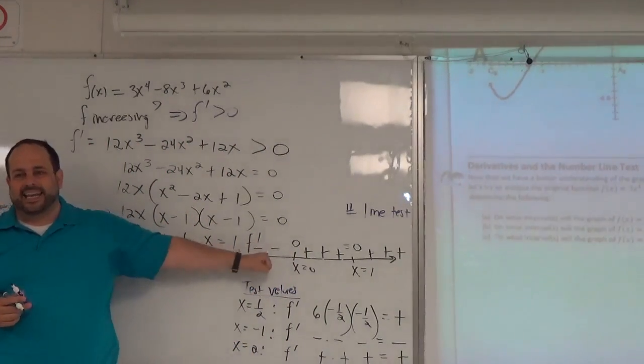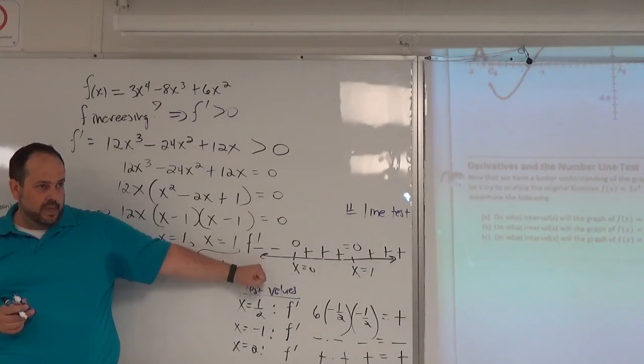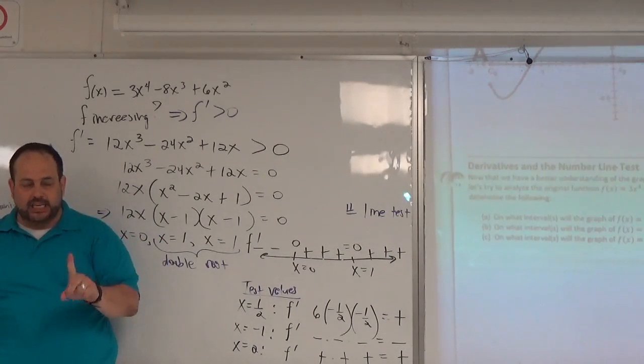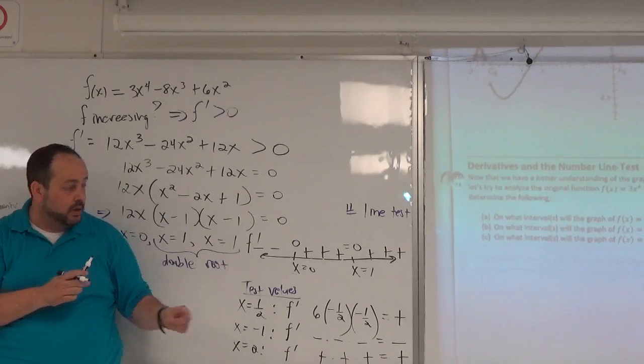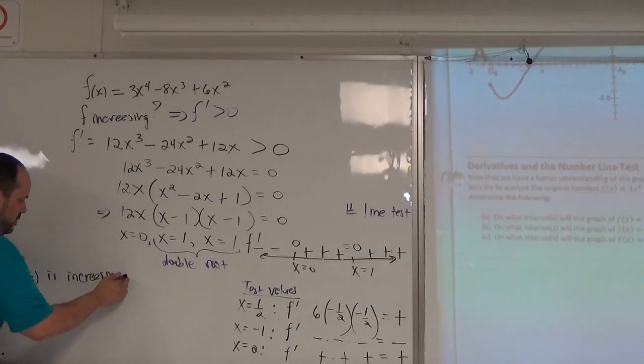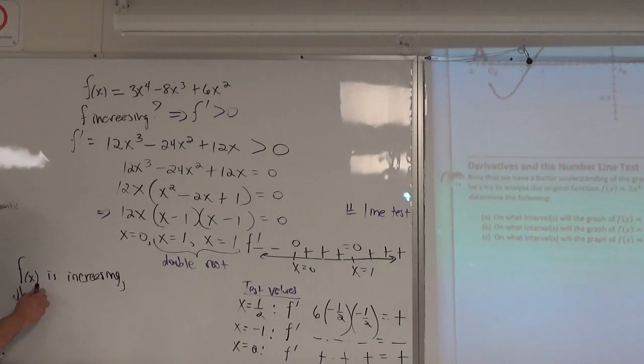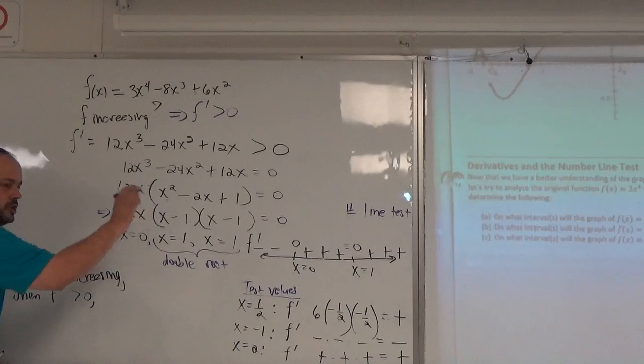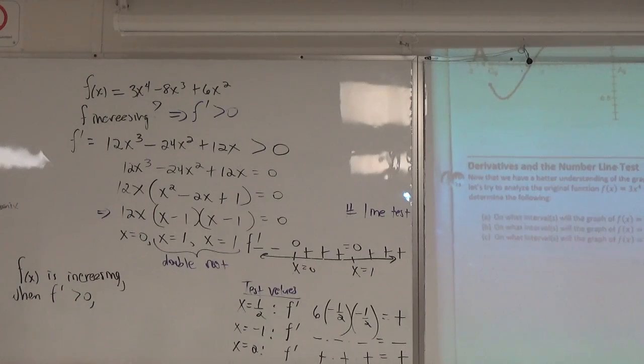The number line is not your final answer. The number line is part of how you get to the answer. Right? The question was, when is f increasing? F is increasing when, what do we know about f prime? When f prime is positive. Using the number line, when is f prime positive? From 0 to 1.